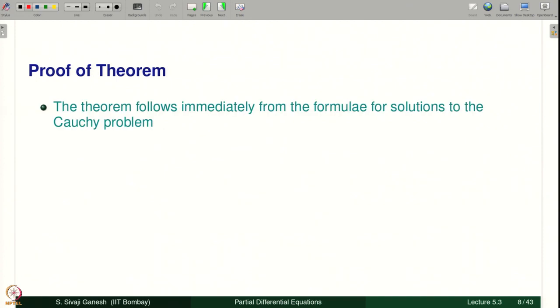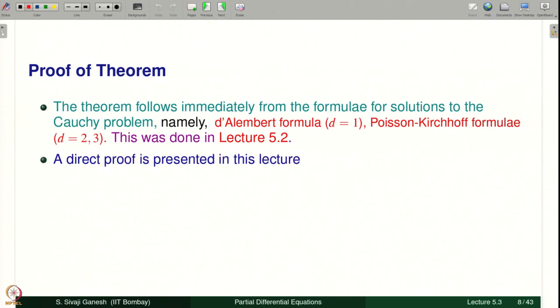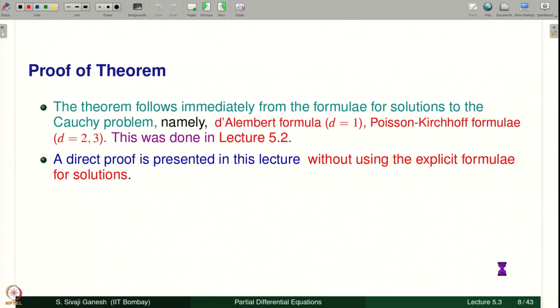Proof of this theorem: it follows immediately from the formulae for the solution to the Cauchy problem, namely the D'Alembert formula for d equal to 1, and the Poisson-Kirchhoff formulae for d equal to 2 and 3. This was done in lecture 5.2. A direct proof is presented in this lecture without using the explicit formulae for solutions. Of course, we have to use something, that may be some experience.